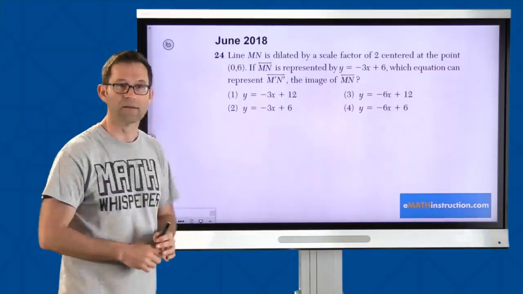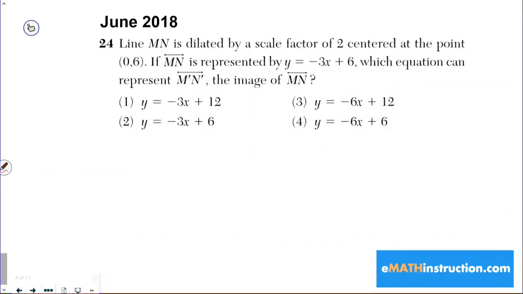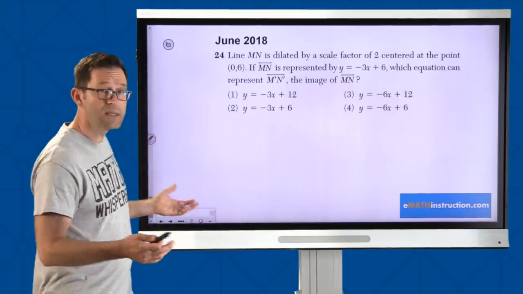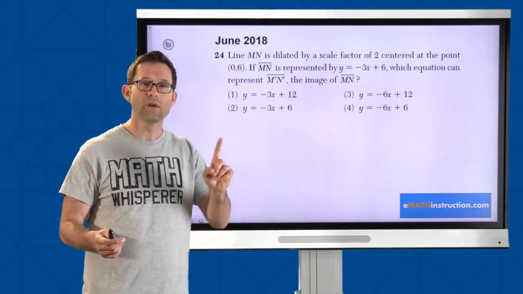June 2018, last June. Number 24, line MN is dilated by a scale factor of 2, centered at the point (0, 6). If line MN is represented by the equation y equals -3x plus 6, which equation can represent M prime N prime, the image of MN? So it seems like this question is nearly identical, with one huge difference.